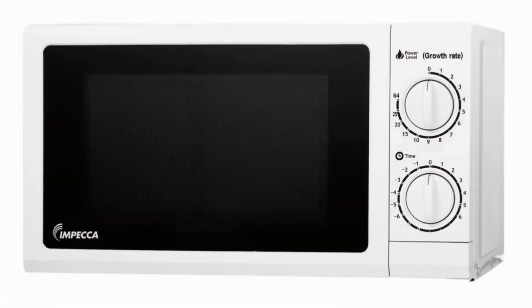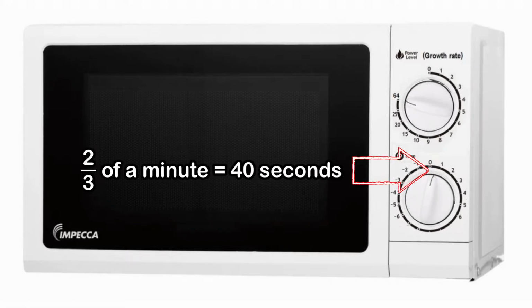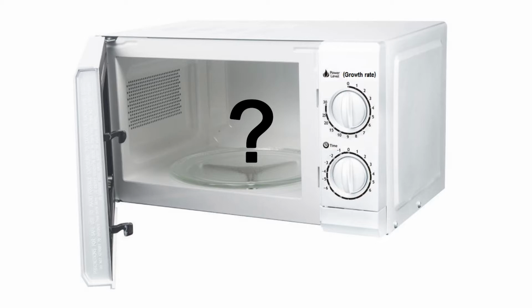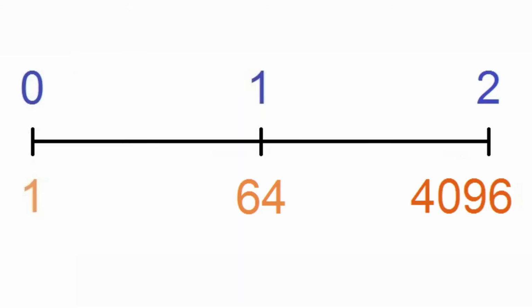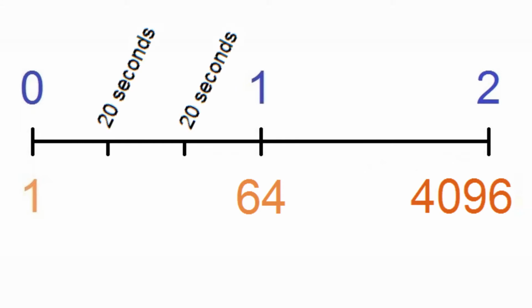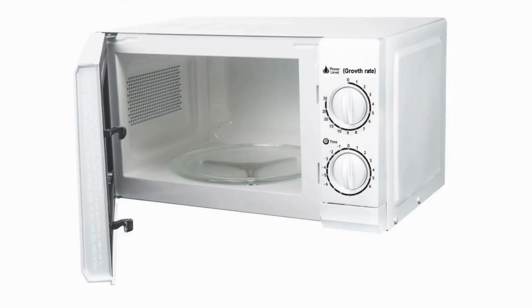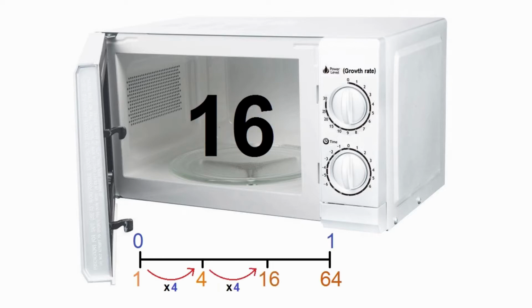And again, if you like the expandotron, this is like turning the dial all the way to 64, but only putting the number in for 40 seconds. How big will it get inside the expandotron? Well, if every minute it's multiplying by 64, then if we break up that minute into 3 intervals of 20 seconds each, then every 20 seconds we should be multiplying by 4. After 40 seconds, we'll have 1 times 4 times 4 equals 16. 64 to the power of 2/3 is 16.